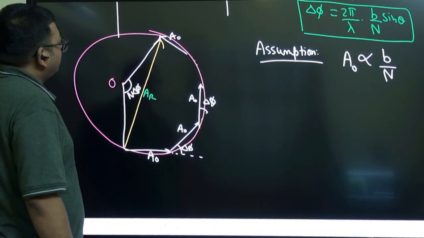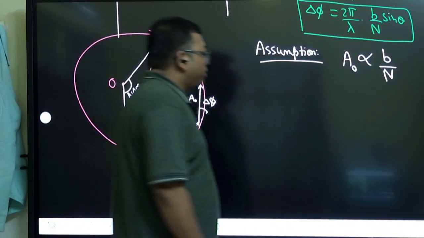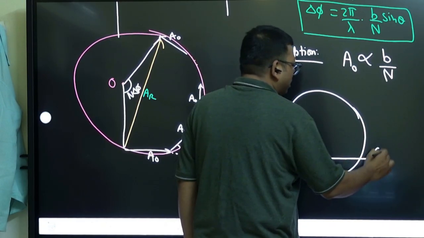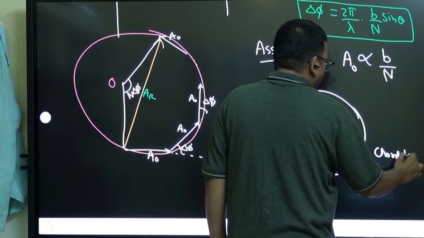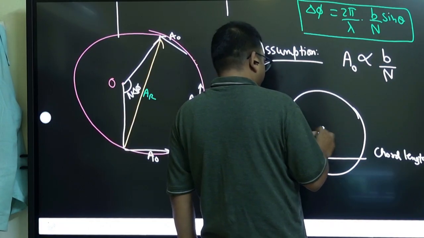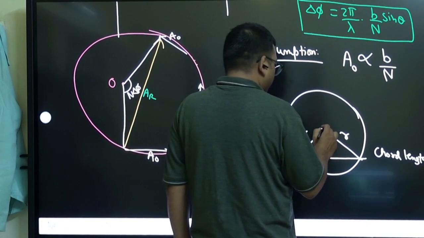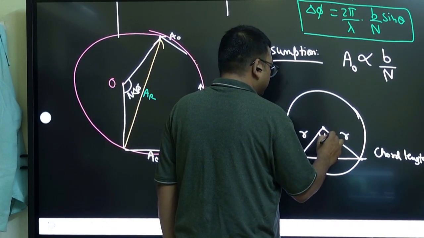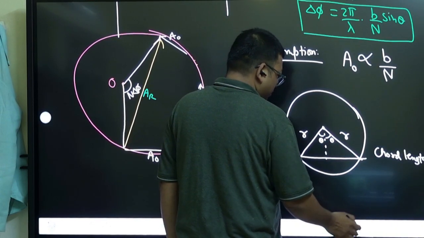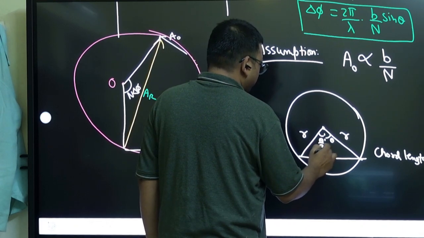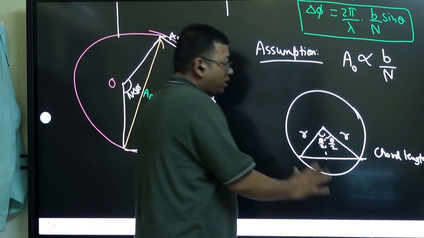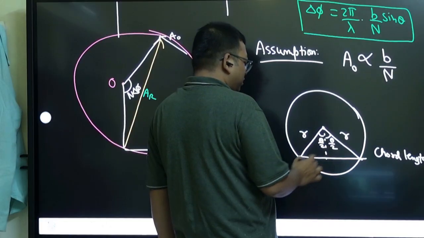Now, first of all, you should know a very important result: the chord length formula. I think you know it. Suppose there is a circle of radius r, and I want to find the chord length. Take the total angle as theta. So this is theta by 2, theta by 2. The chord subtends the total angle theta, so the half angle is theta by 2.